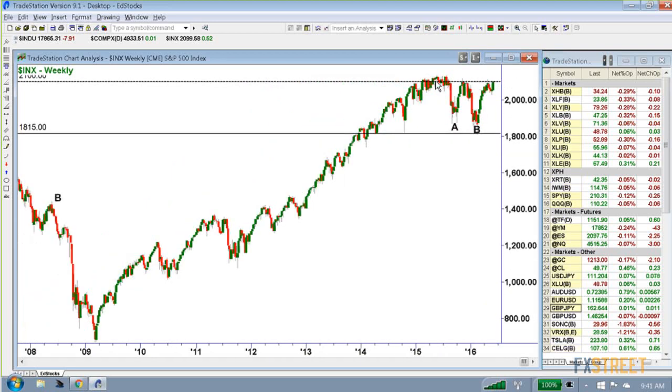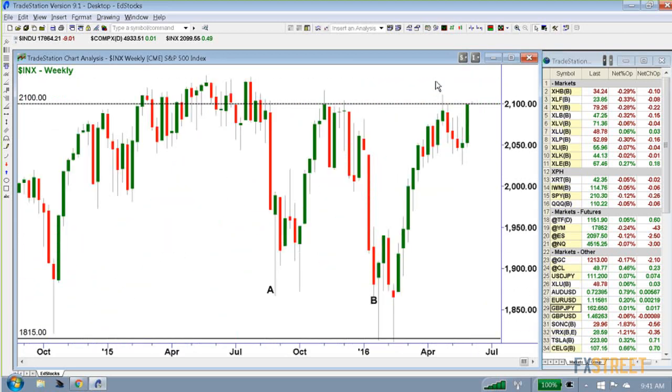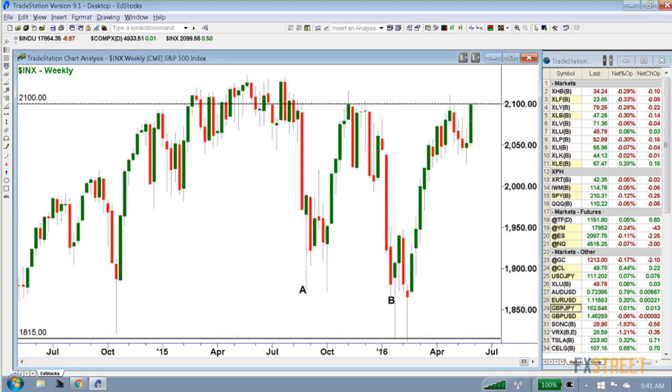Can it break through? This is on a weekly chart. All it has to do is break through the tops of these candles. It's close, but all it has to do is break through the tops. Can it get it done? Can it get through? I guess we're about to find out because we're sitting right at 2100 one more time.